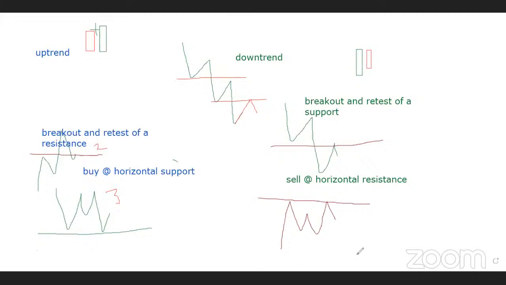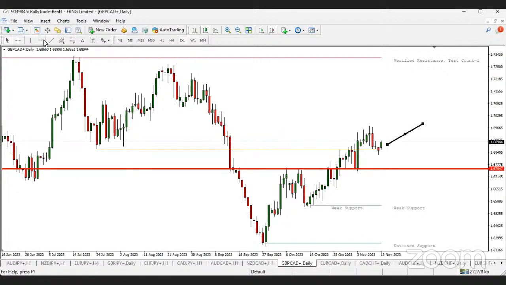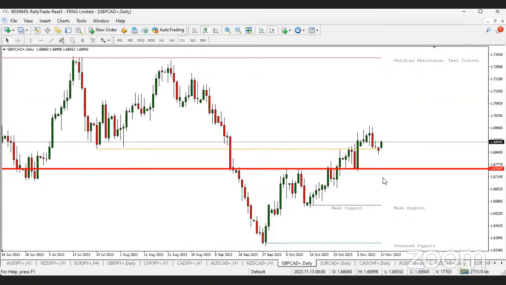British pounds, Canadian dollar. So we already have a breakout and retest of this resistance. I need this candle to close bullish for me to begin to position for my buy. As a swing trader, I want this candle to close bullish, and I will buy. Then my stop loss will be this lower high, target as high as this. So as a swing trader, that will give me a nice 1:2.